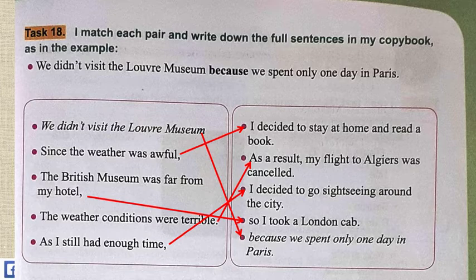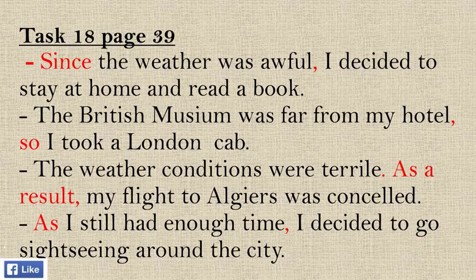هنا الحل أمامكم على الشاشة. Since the weather was awful, I decided to stay at home and read a book. The British Museum was far from my hotel, so I took a London cab. The weather conditions were terrible. As a result, my flight to Algiers was cancelled. As I still had enough time, I decided to go sightseeing around the city.